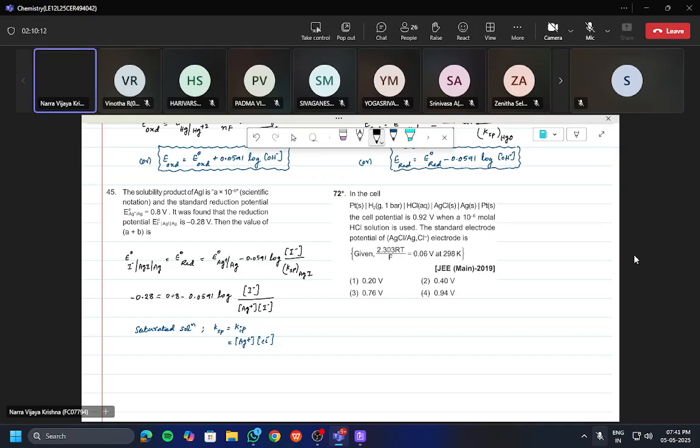Bring minus 0.8 to this side. What did you get? Minus 1.08. Correct? If I bring 0.8 to this side, it becomes negative and already minus 0.28 is there. So what did you get? 1.08. Correct? 1.08 is equal to minus 0.0591 into log 1 upon Ag plus. Correct, sir?